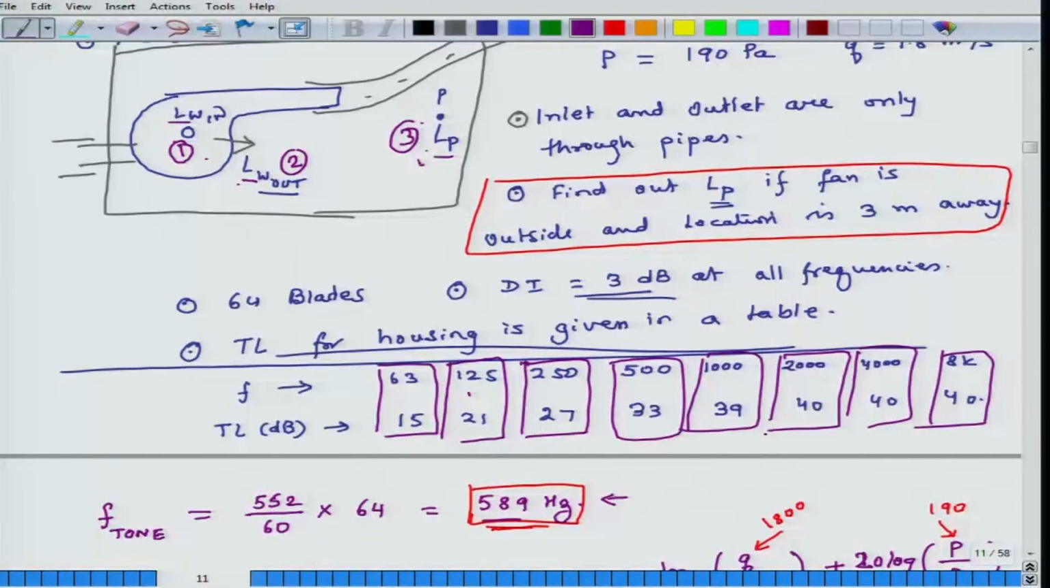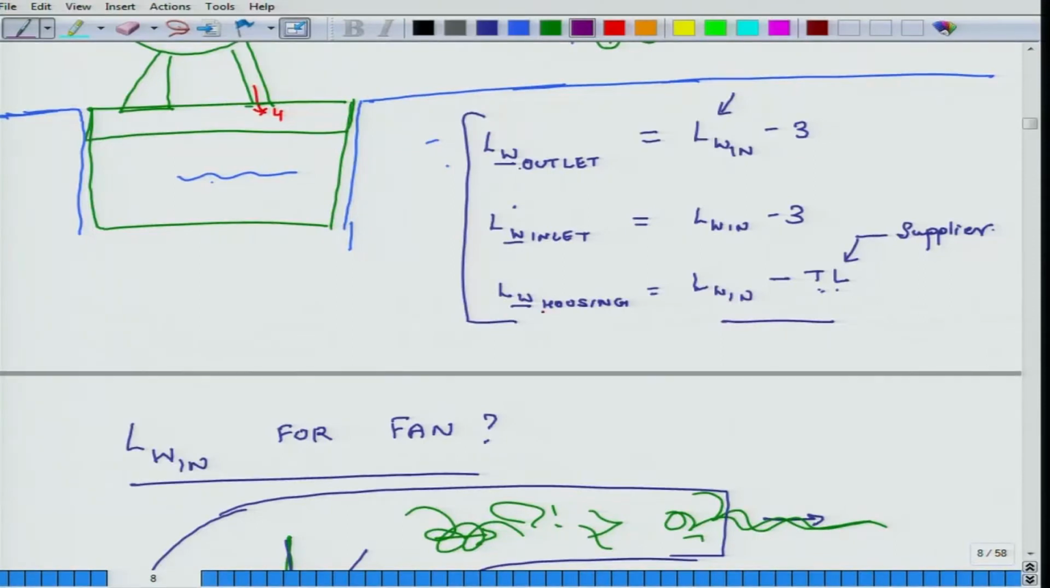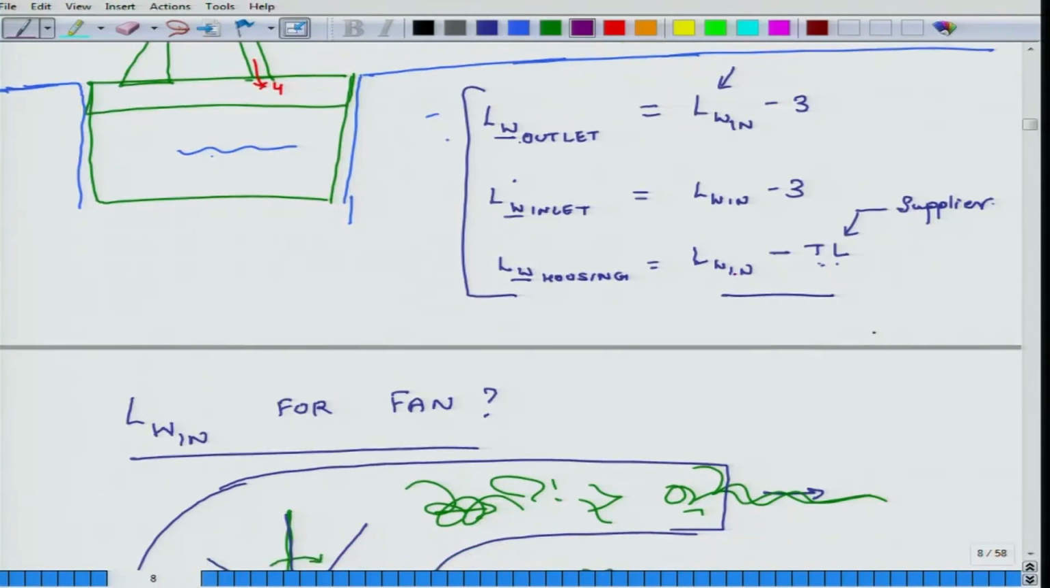Okay. And we had also said, if you remember, LW housing is LW in minus transmission loss. This equation also we have given, and this is given by the supplier. So, in this case the supplier or the vendor has provided us that information.